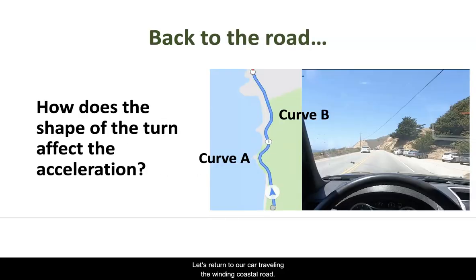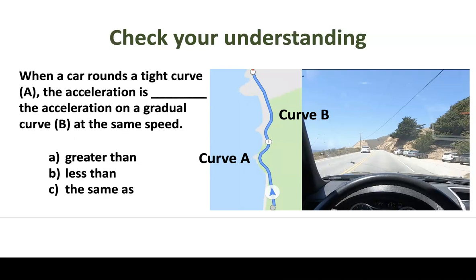Let's return to our car traveling the winding coastal road. Some of the curves are tighter than others. How do you think the acceleration will compare when navigating a tight curve versus a gradual curve? Let's check your understanding. When a car rounds a tight curve, the acceleration is A greater than, B less than, or C the same as the acceleration on a gradual curve at the same speed? Feel free to pause the video to answer this question. If you chose answer A, greater than, you are correct.